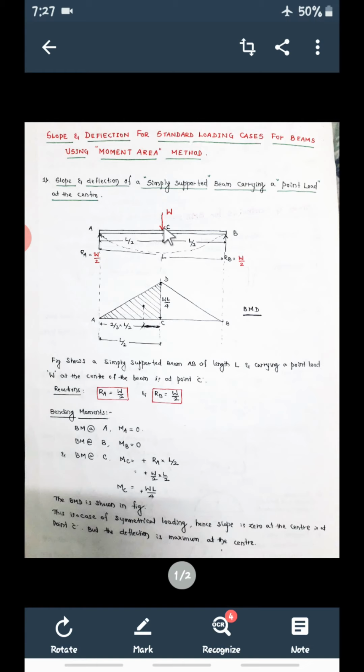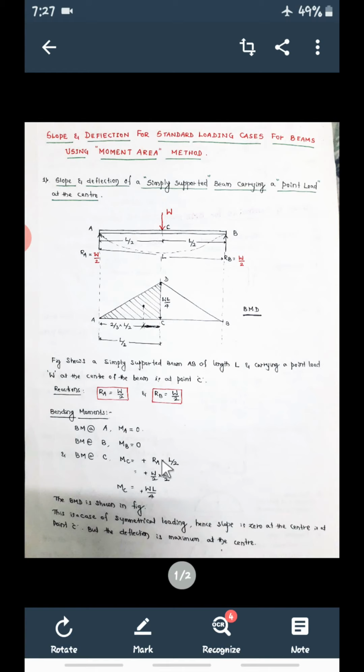Now let us calculate the bending moment at C, indicated as MC. So there are two options. Either you can consider the half portion from this end, that is portion AC, or you can consider portion BC. From any one side you can calculate considering only half the span of the beam. So let us consider portion AC. What is the bending moment at C now? First take RA. RA into the distance between RA and C, which is L by 2.